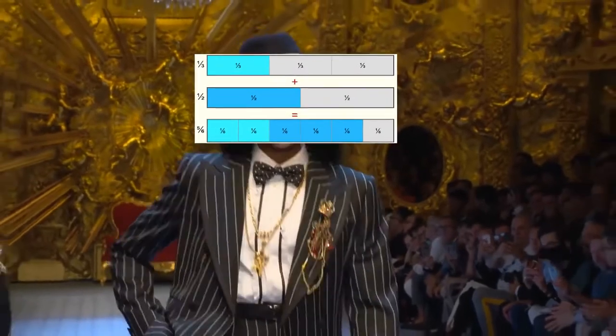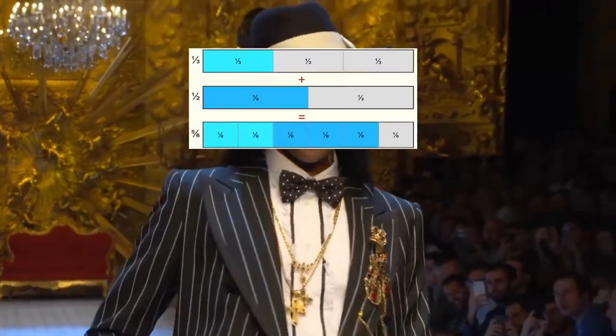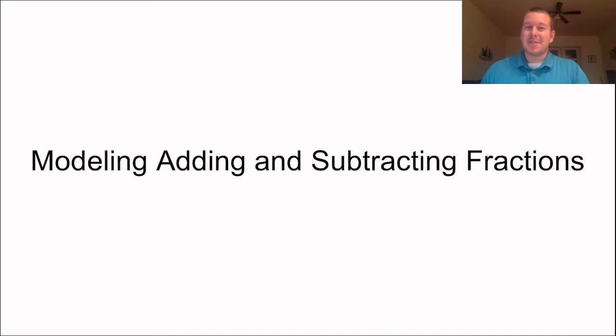Sean John, Calvin Klein, Donna Karan's fashion line, Valentino, Wyatt. No, not quite that type of modeling, but we are going to use some fractions and they're going to show off what they can do.